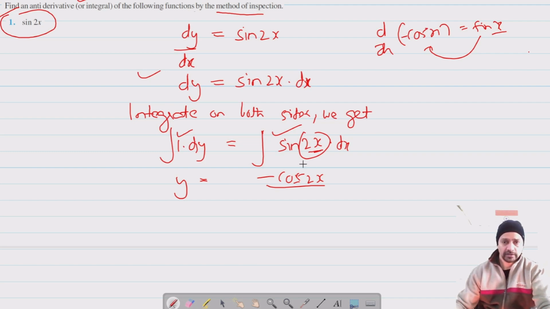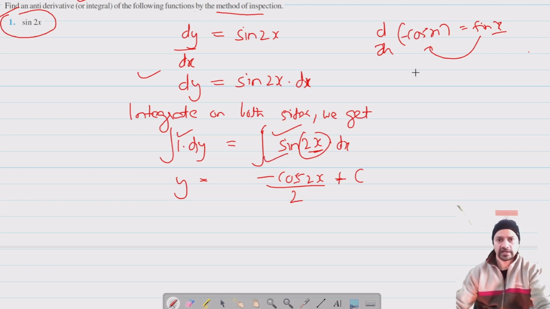in this case, we will divide by the differentiation of 2x, because it's not x, it's 2x, so its differentiation is 2, so we will divide by 2. So that means if we differentiate minus cos 2x by 2, that will give us sine 2x. So this is our integration for sine 2x, and we will just add a constant here.